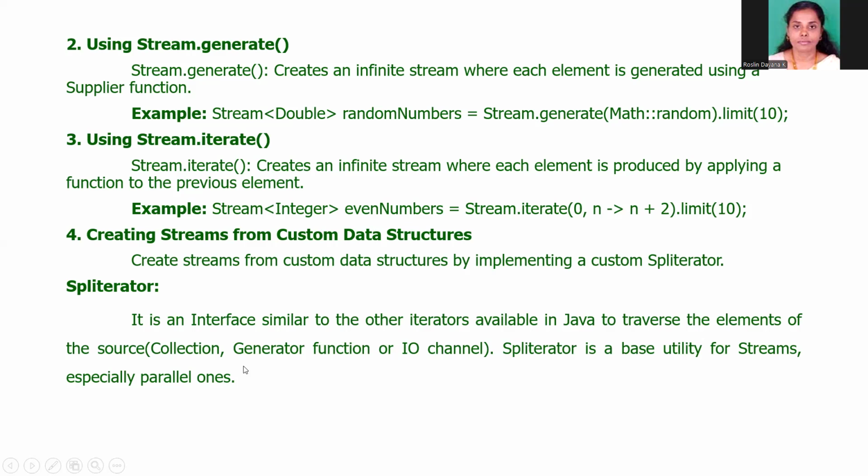If you consider Iterator, it is also used to traverse the elements. So what is the difference between Spliterator and Iterator? Spliterator can actually traverse the elements in a parallel way. At the same time, multiple values can be iterated.